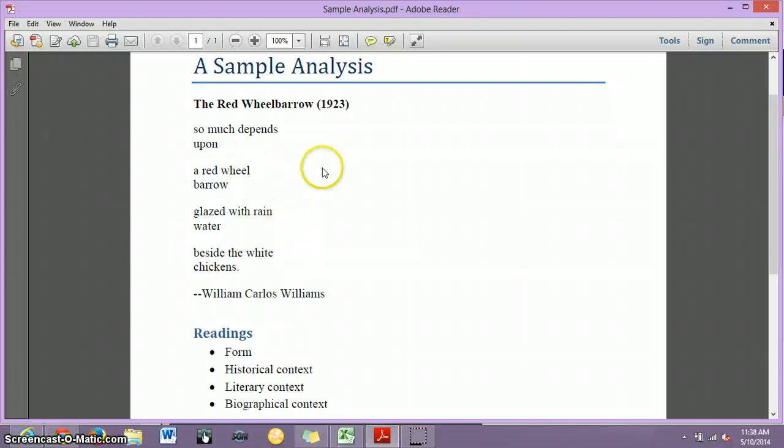Enjambment is when a poet interrupts a sentence, or not a sentence because this is one full sentence, but interrupts a natural break with a line. So much depends upon would be a natural line, but the poet cuts off upon and puts it on its own, forcing you to slow down and stop. Okay, so these are all different things that we are looking at in terms of form. We are analyzing this poem based on its form.